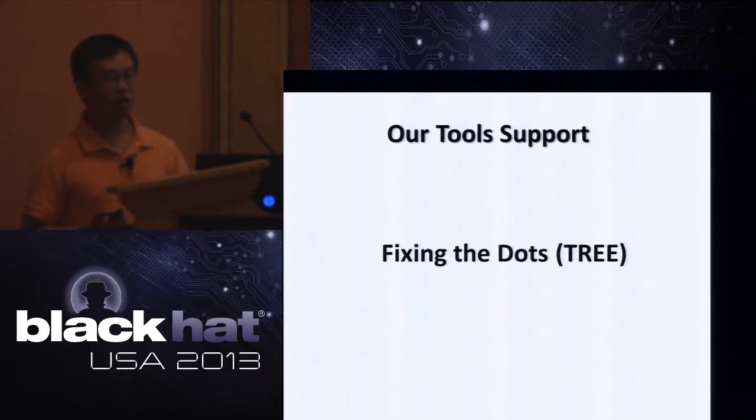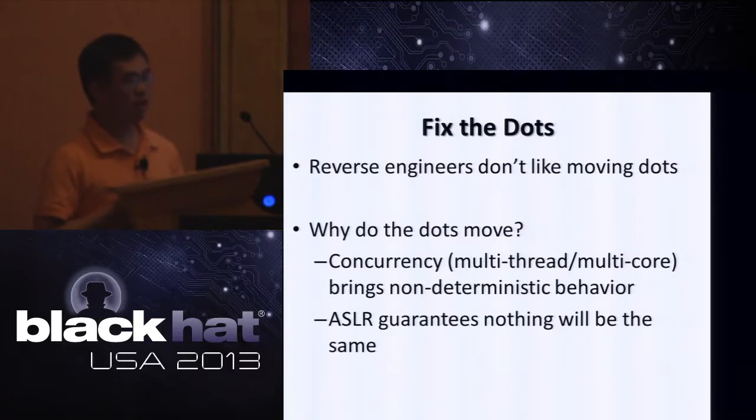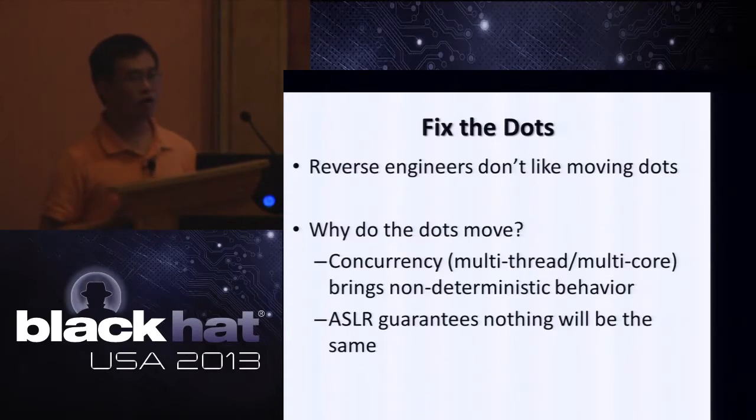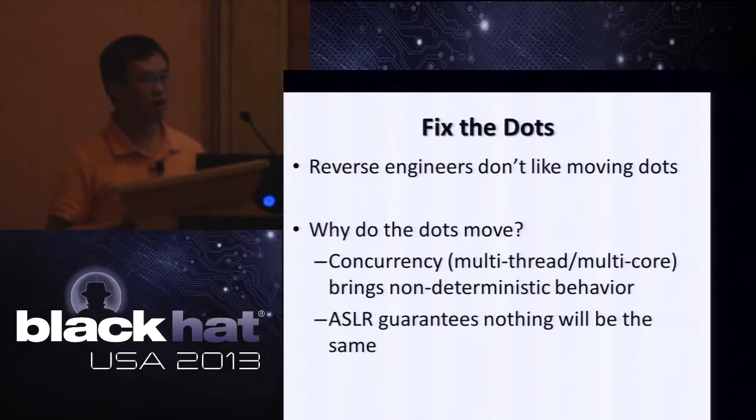So our first task is to help you fix the dots. We have mentioned that many times you see a problem or a behavior and you want to look further, either it's a crash or the program hangs. So you need to focus on a particular part, or you want to look at different aspects from a different level of detail. But when you try to run the same thing again, it's not exactly as you expect or as you have seen. So why do the dots move? What makes your target move?